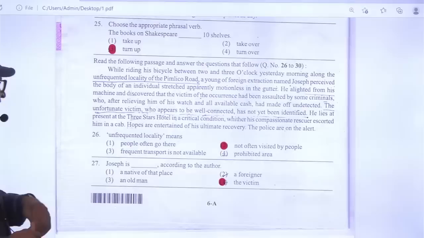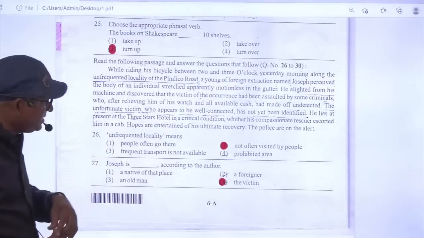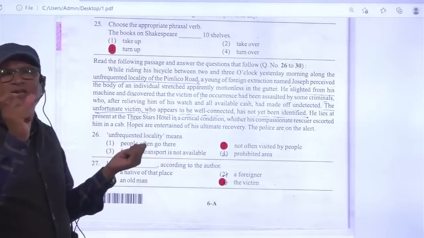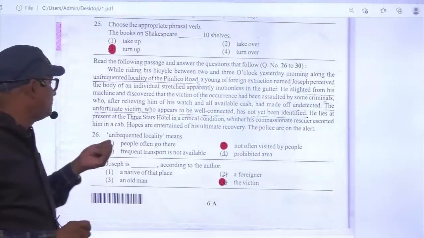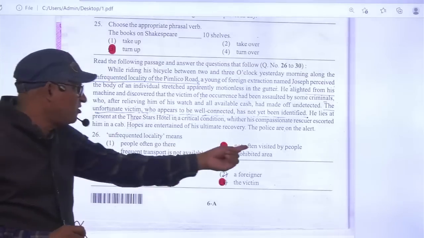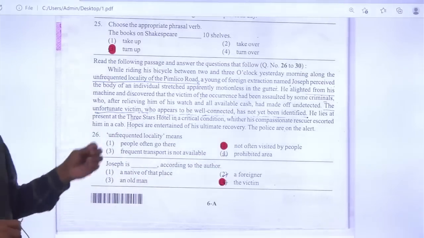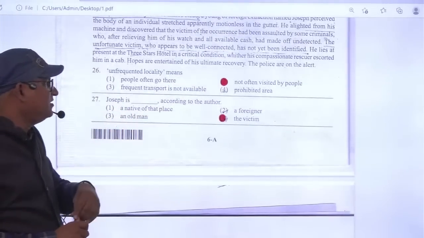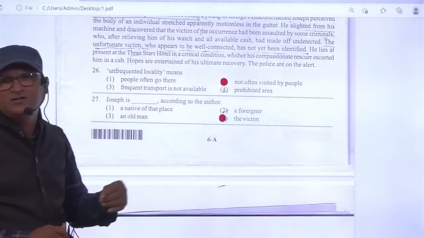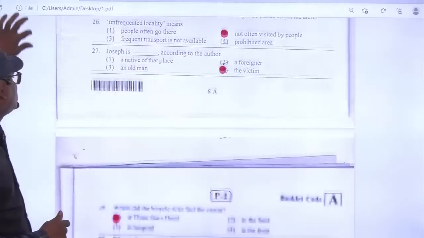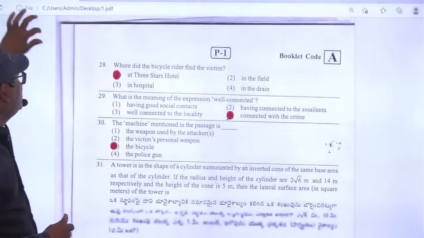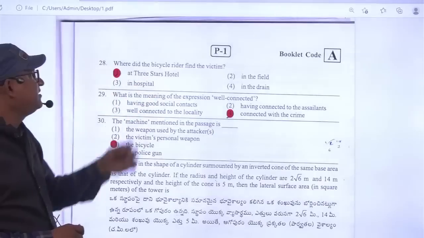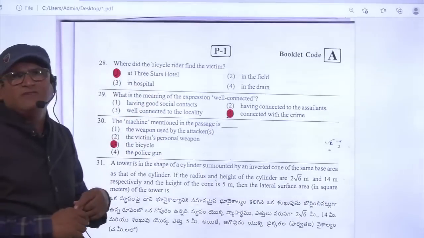Let's see the question number 26. Unfrequented locality means what? This is nothing but unfrequented. Un is there, no, which gives the antonym, the opposite word, that we call not frequented, means not often visited by people. Of course, 2 is the right option. Let's go to question number 27. Joseph is, according to the author, a foreigner, that was clearly mentioned in the passage. Let's go for question number 28. Where did the bicycle rider find the victim? This is nothing but a 3 Stars Hotel that was clearly given in the passage.